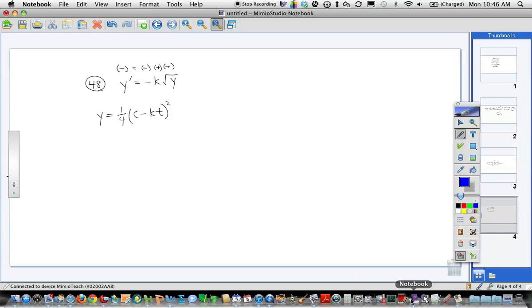Okay? All right. Well, that's something along those lines. You need to be able to look at a differential equation and be able to talk about y and y prime in those chart terms about increasing, decreasing, positive, negative, and be able to understand what it's saying.